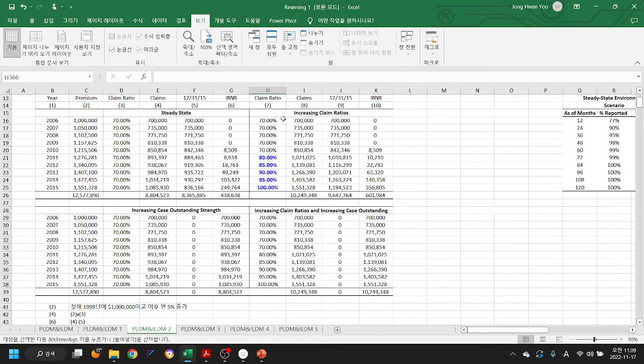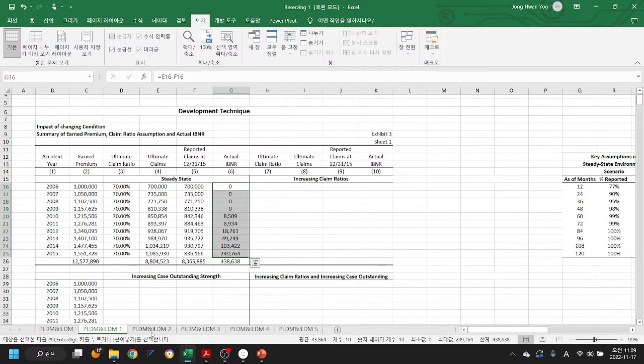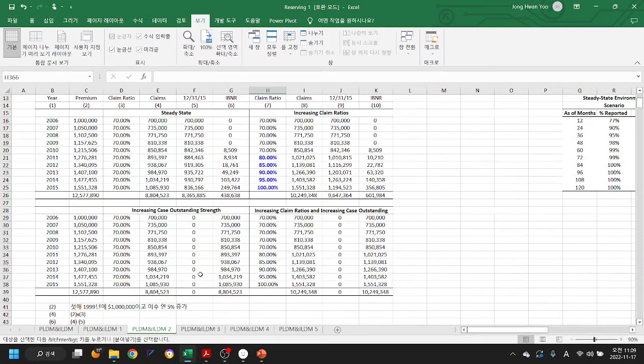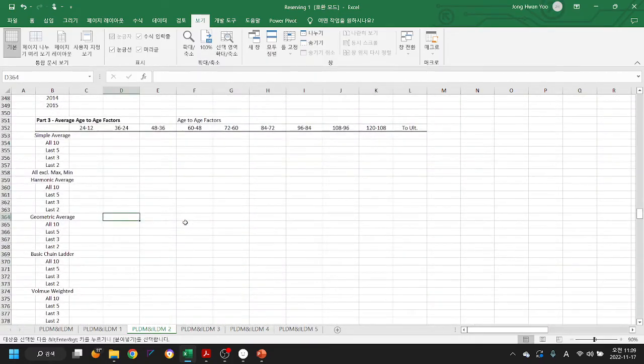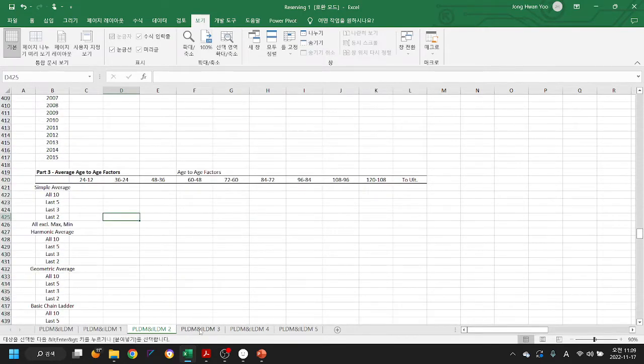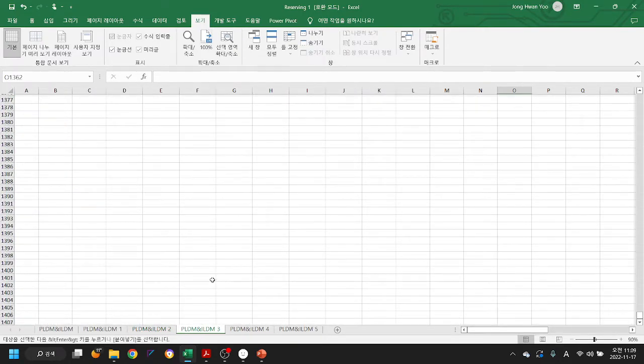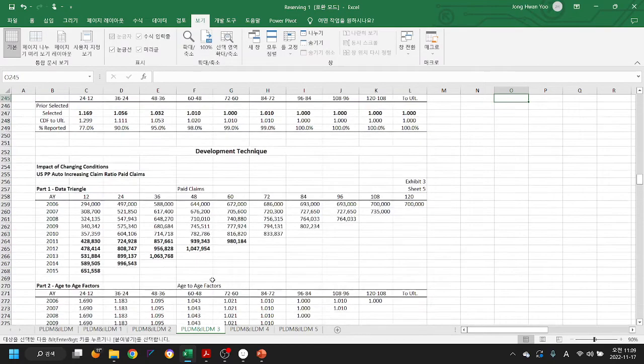And the second part, let's say, oh, here I filled up everything. What if the loss ratio, claim ratio is the same, but I make an assumption that I increase the case outstanding amount for specific accident years and calendar years? It's a little bit complicated, but if you understand how the triangle works, I can give you a very simple explanation.